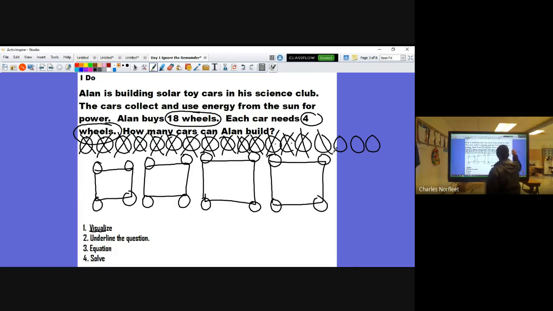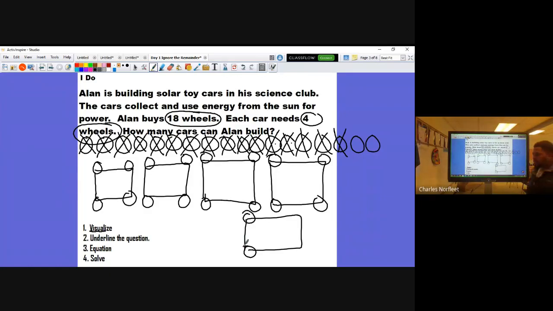1, 2, 3, 4. So if we notice, we do not have enough for another car. We don't have 4 wheels left. So let's see. If we draw another car, we only have 2 wheels left. So guess what? If we put these 2 wheels on that car, something's going to be wrong with this car. We're not going to be able to drive this car.